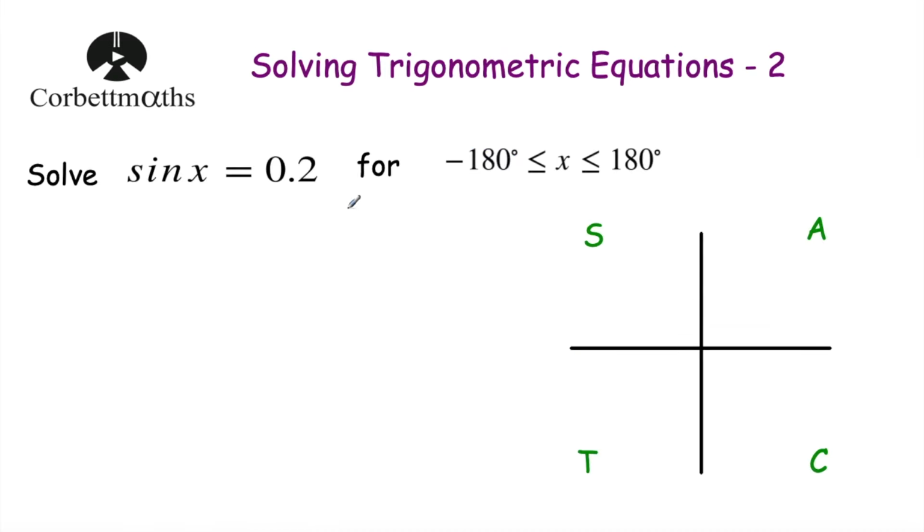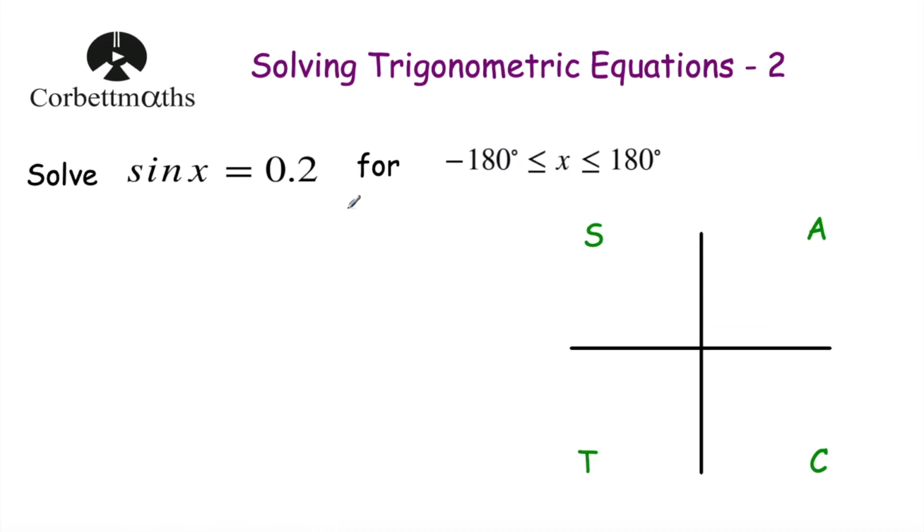We're going to approach this question in the same way as we did in solving trig equations part 1. So we would do the inverse sine of 0.2. When we do shift sine of 0.2 on our calculator, that gives us an angle of 11.537 to 3 decimal places. So that's the inverse sine of 0.2, and now we're going to represent this on the CAST diagram.